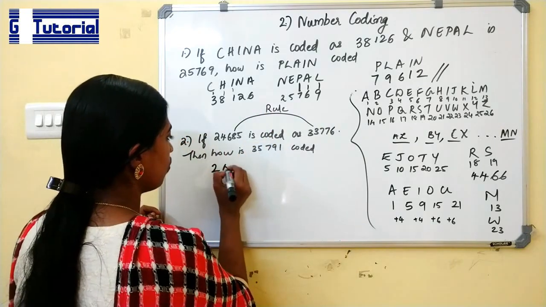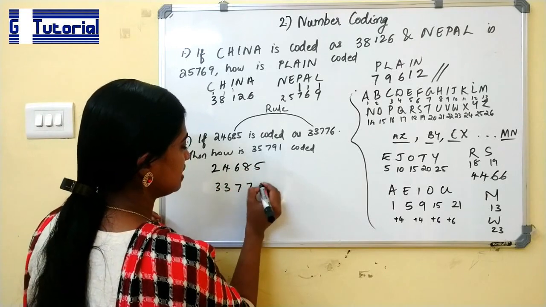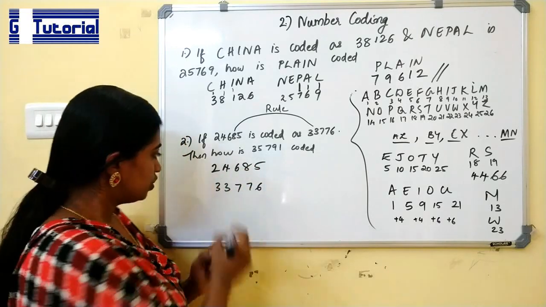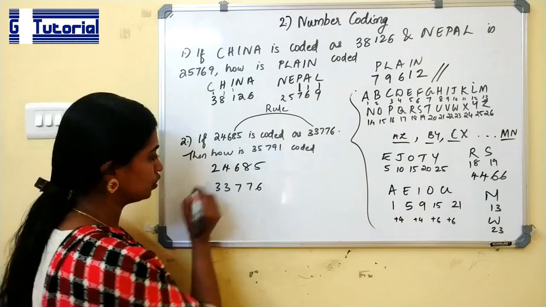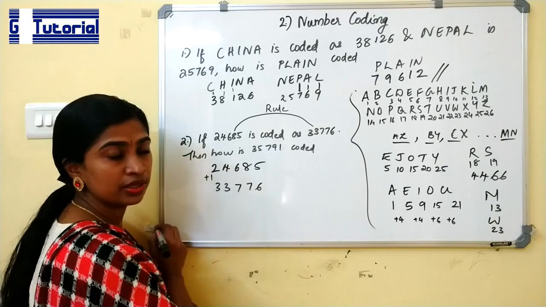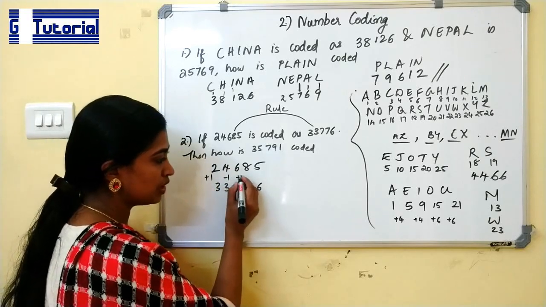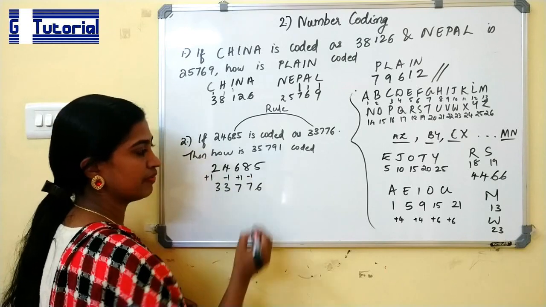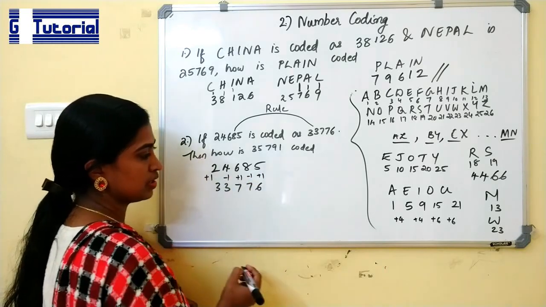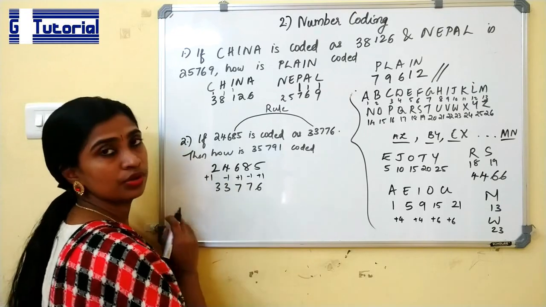So, 24685 is coded to 33776. Let us find the code. 2 plus 1 gives 3. Next is how to transform 4 to 3. 4 minus 1 is 3. 6 plus 1 is 7 and 8 minus 1 is 7. 5 plus 1 is 6. That is, alternately 1 is added and subtracted to obtain the code.